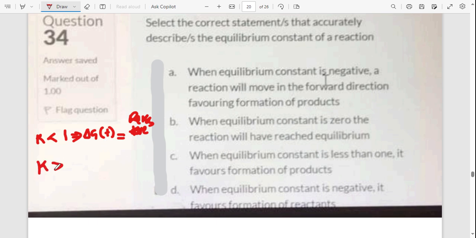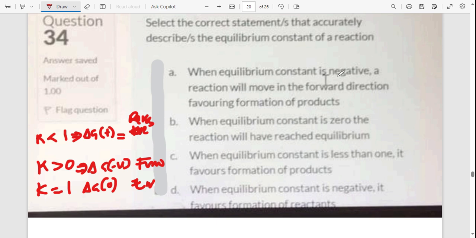But when K is greater than 0, meaning that it is positive, what will that mean? That will mean that delta G is actually negative, because these are opposites. When K is positive, delta G is going to be negative. When delta G is negative, that means that reaction is spontaneous, so it will go forward. But when K is equal to 1, it means that delta G is 0, and that reaction is at equilibrium.